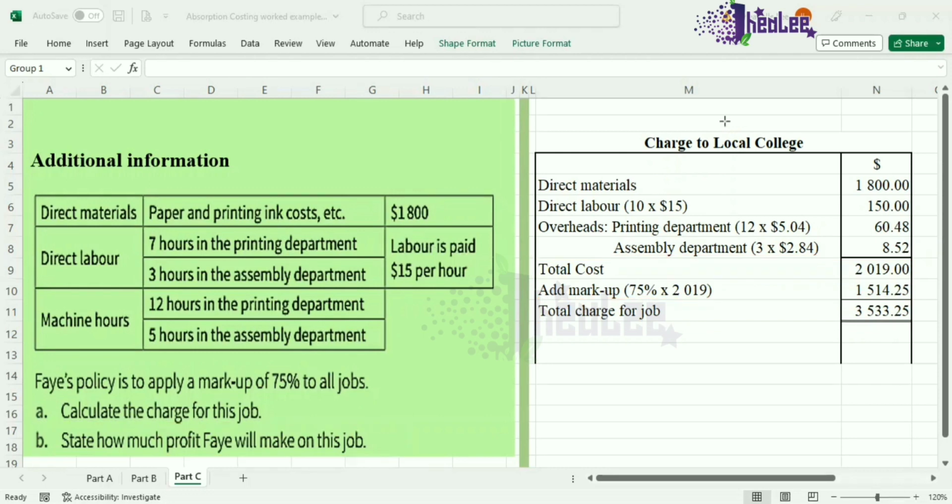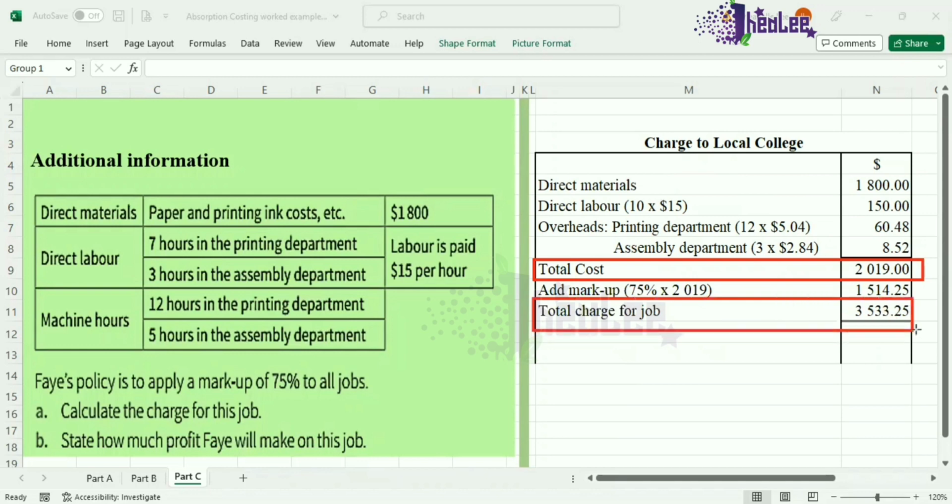Apart from that, what could be done is that you're going to simply look at the markup. The markup is what determines the profit, and the markup is $1,514.25. So the profit that FAE will make on this job is $1,514.25. And again, if you subtract the total cost, which is $2,019, from the total charge for the job, you will get the same value of $1,514.25 as the profit. Because remember, the formula in calculating profit is selling price minus cost price.